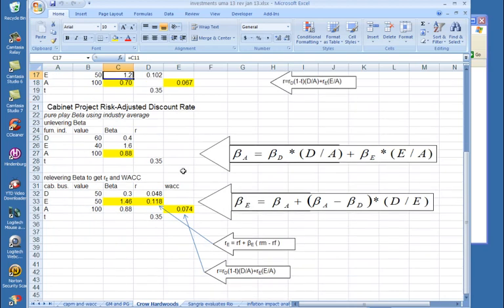Next, we apply the capital asset pricing model to get the risk-adjusted required return on equity for Crow in the cabinet business. The calculation gives us a risk-adjusted return on equity of 0.118, higher than Crow's original required return on equity of 0.102. This higher required return on equity compensates Crow's equity investors for the higher risk for investing in the cabinet business. Finally, we calculate the weighted average cost of capital of 0.074. And that is the risk-adjusted discount rate that Crow would use to calculate the value or the net present value of investing in the cabinet business.